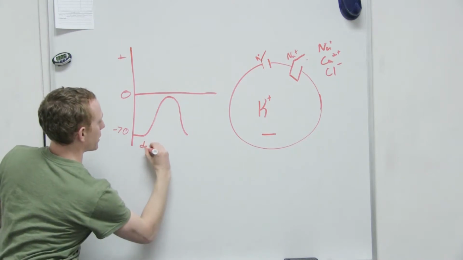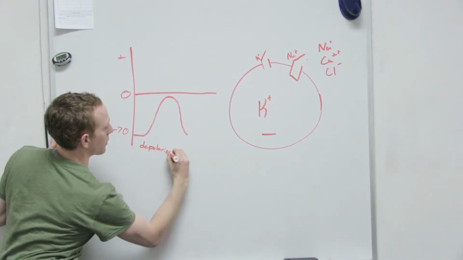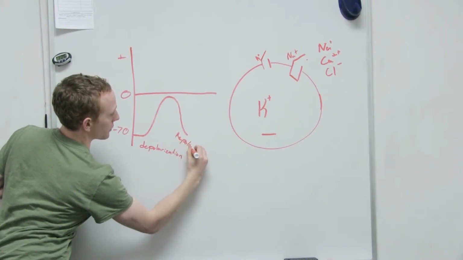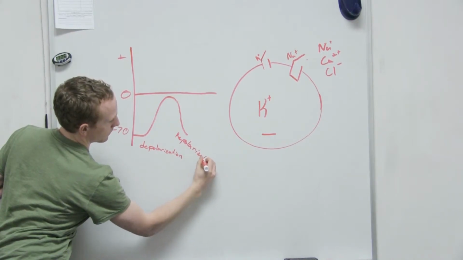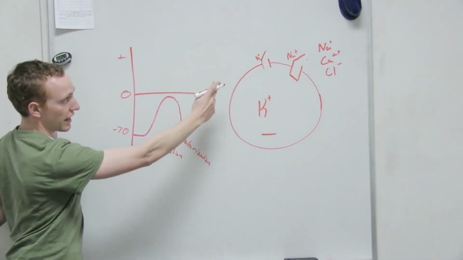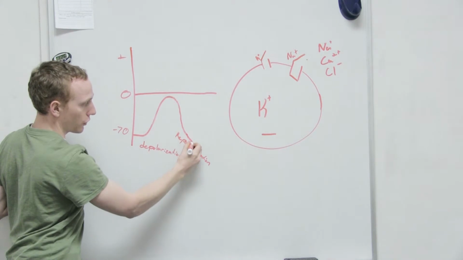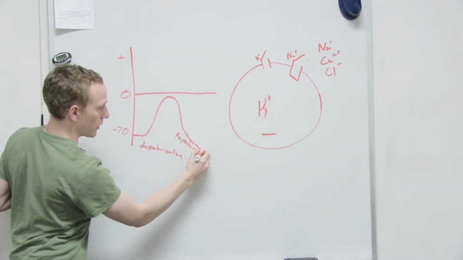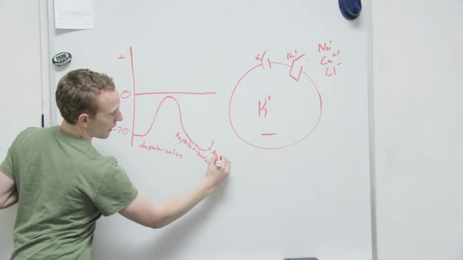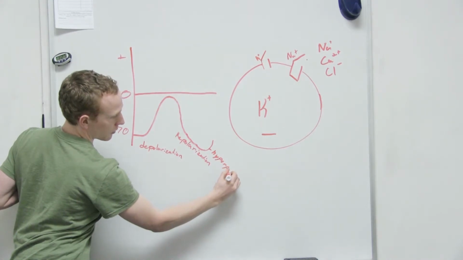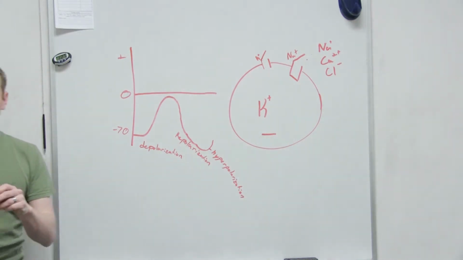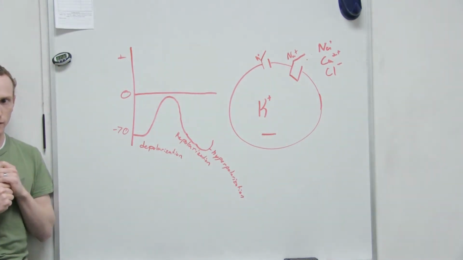So depolarization and repolarization. What happens, though, is that stays open a little bit longer, so it actually goes even lower than it originally was. And this little part where it goes lower is called hyperpolarization. So does that make sense? Yeah, that makes sense. Okay.